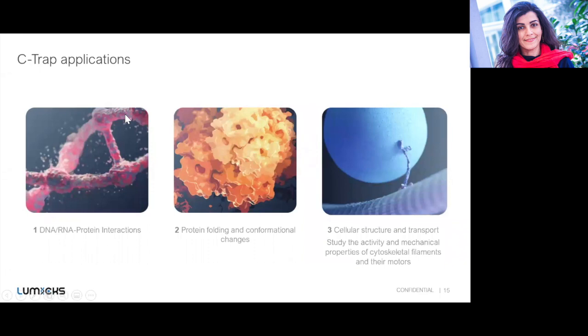Now, what applications does C-trap have? C-trap can be used to study nucleic acid protein interactions, or it can be used to, for example, study protein folding and conformational changes.